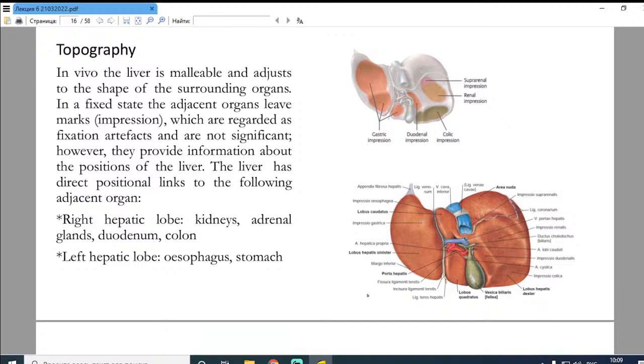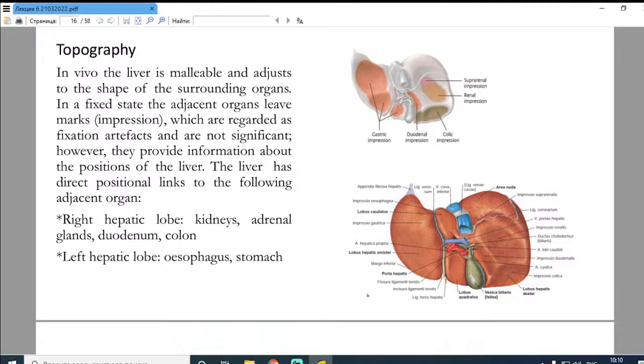Topography. In vivo, the liver is malleable and adjusts to the shape of the surrounding organs. In the fixed state, adjacent organs leave marks, impressions, which are regarded as fixation artifacts and are not significant. However, they provide information about the position of the liver.